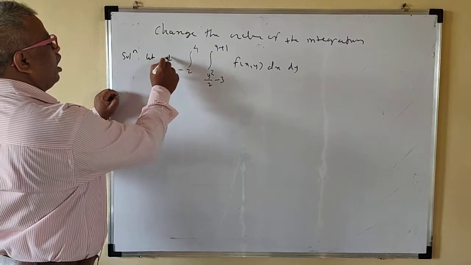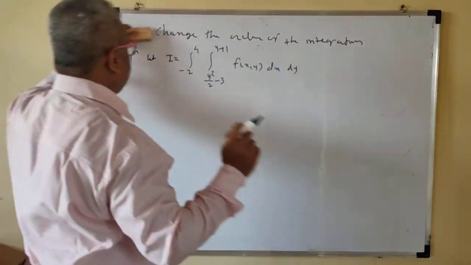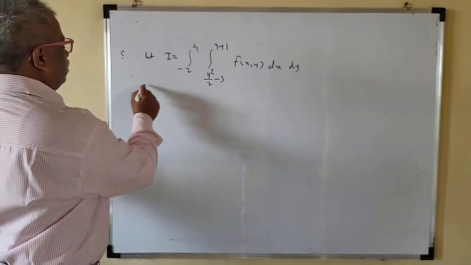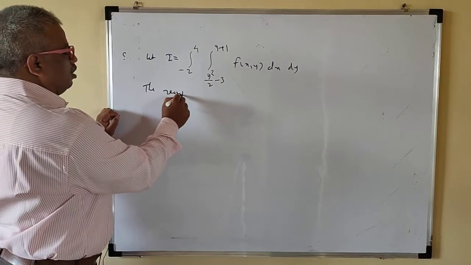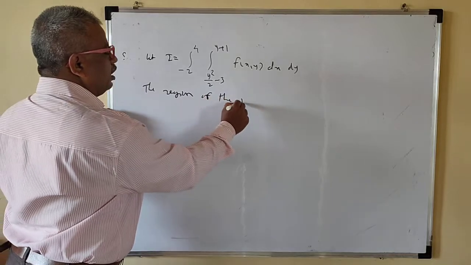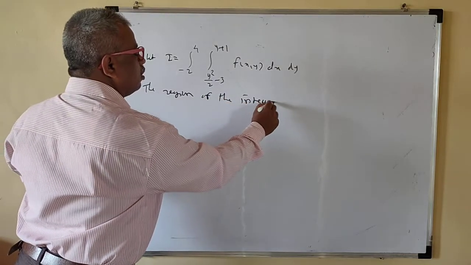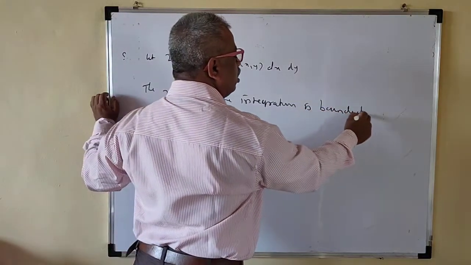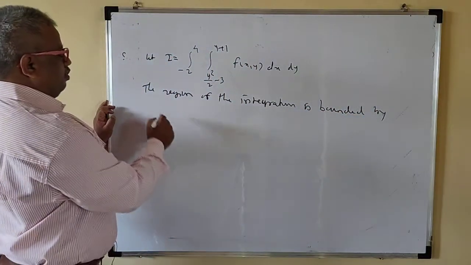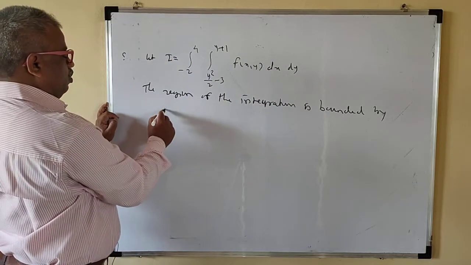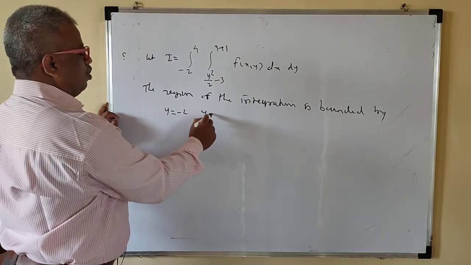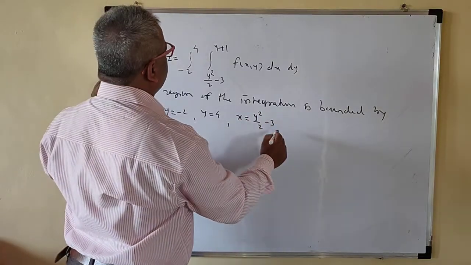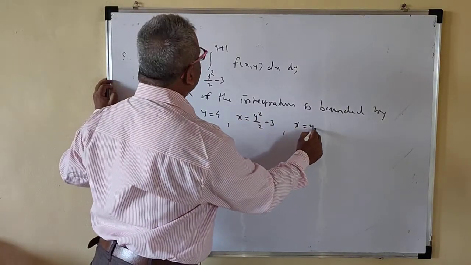Let I be equal to this. The region of the integration is bounded by, these are the limits of y now, y is equal to minus 2, y is equal to 4, x is equal to y square by 2 minus 3, x is equal to y plus 1.